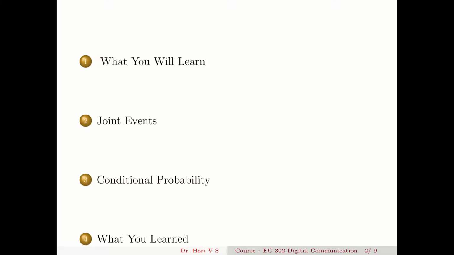So this speech is organized into your learning outcomes, then joint events and independent events. Then we will see the conditional probability and Bayes theorem and the meaning of some terms. Then the summary of understanding.